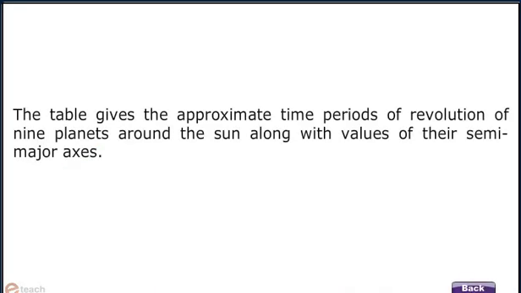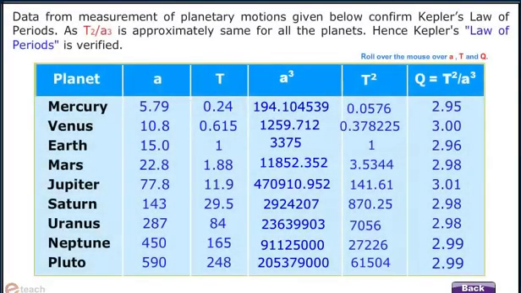Note that the table gives the approximate time period of revolution of 9 planets around the Sun along with the values of their semi-major axis. Data from measurements of planetary motions given below confirms Kepler's law of periods, as T square divided by a cube is the same for all the planets. Hence, Kepler's law of periods is verified.